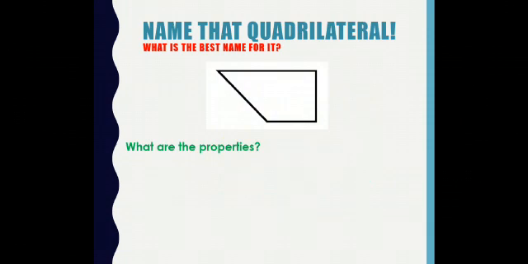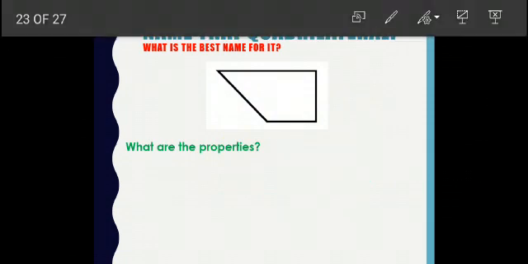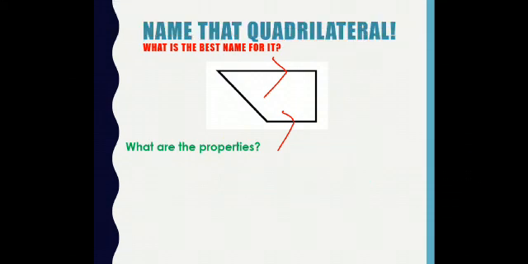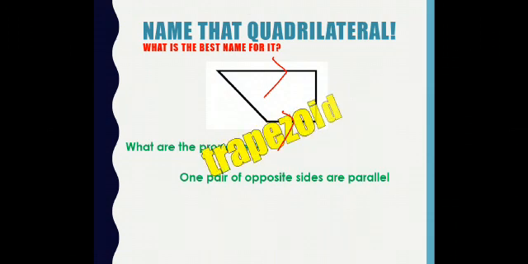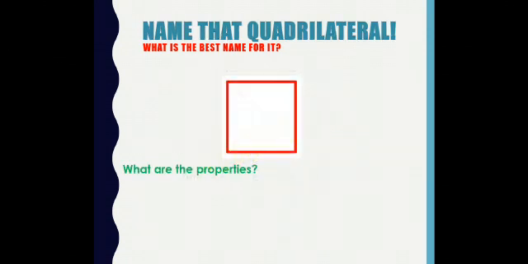See, in this figure you can clearly see only one pair of opposite sides is parallel, and the other is non-parallel. Here you can see this pair is parallel and the other pair is non-parallel, and nothing else is given. So whenever a quadrilateral is there with one pair of opposite sides parallel, then it is a trapezoid, or you can say it is a trapezium.